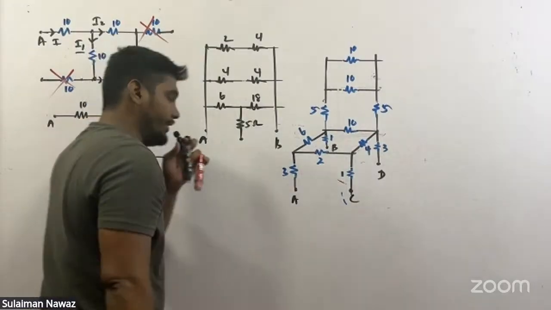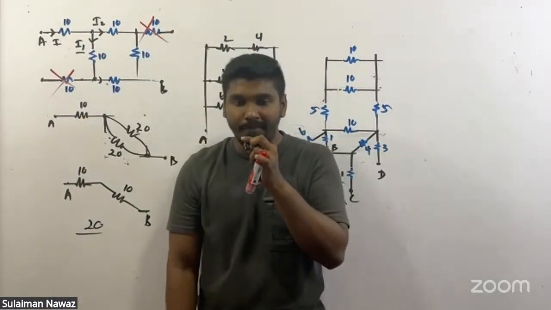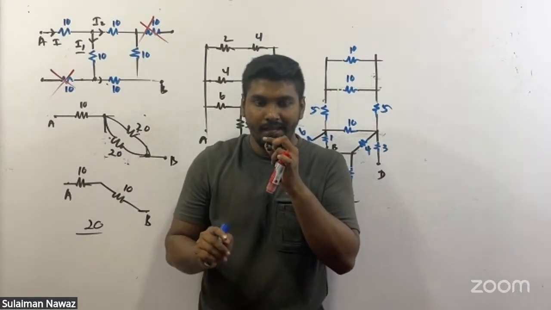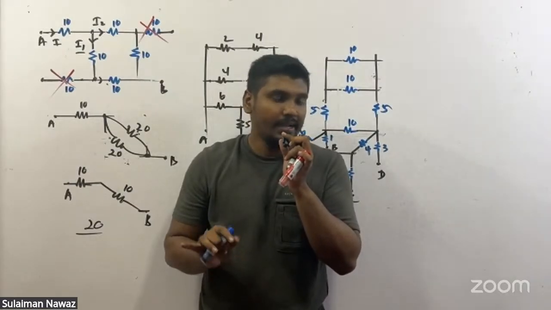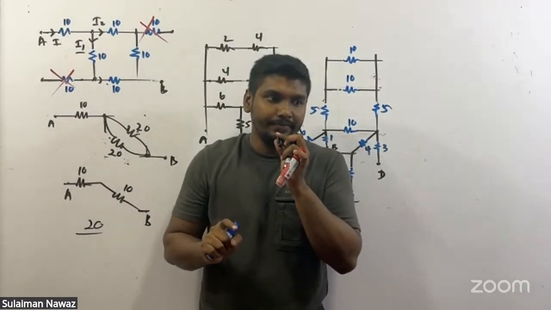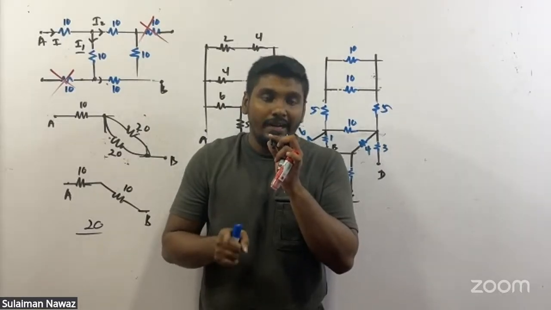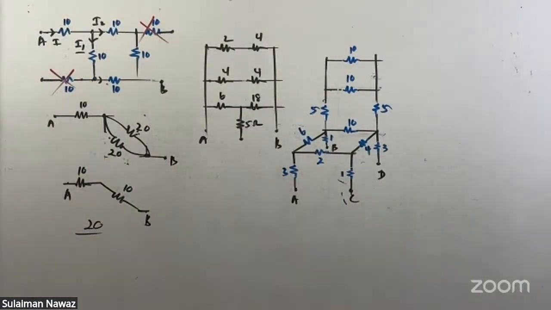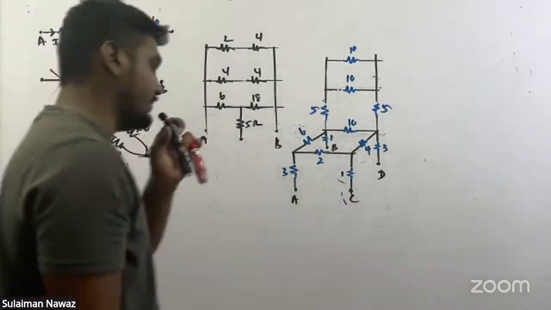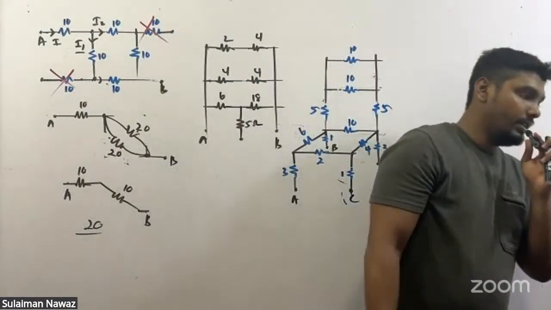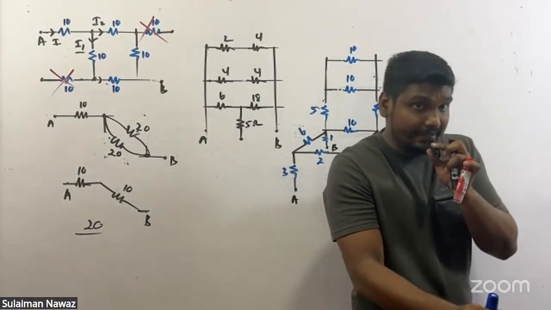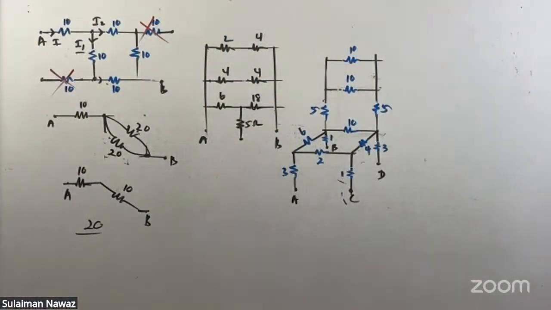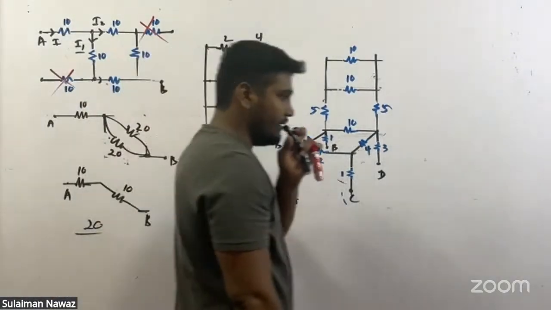So you can remove that, because current is not flowing to this 5 ohm resistor. No path. If no current passes, remember you can remove the resistor. Write down, red color being important. In a resistor circuit, if no current passes through a resistor, then we can remove that resistor from the circuit.